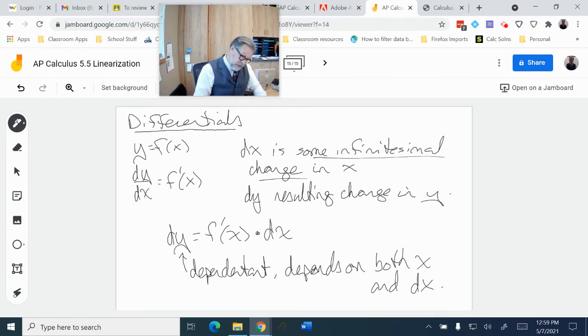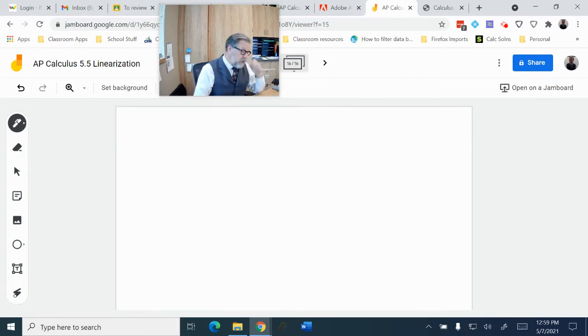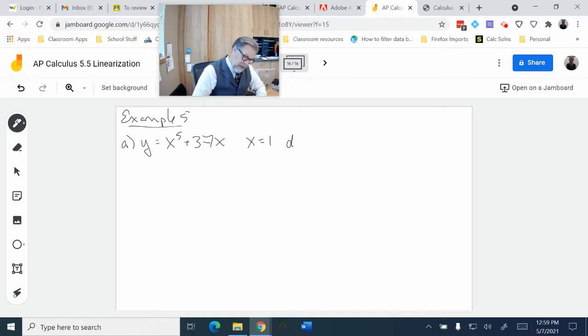So that might be going up or down, but it might be doing something different going off to the left. All right, let's look at some examples of how we use this. So example 5, we've got some function y equals x to the 5th plus 37x. And what I want to know is at x equals 1, for a change in x of 0.01, how does y change?